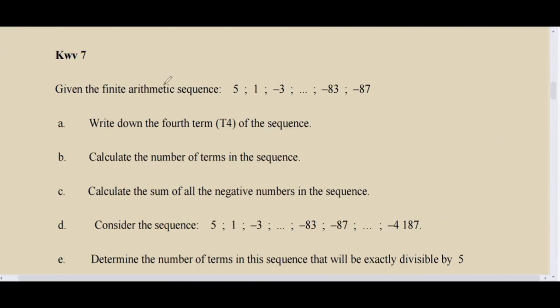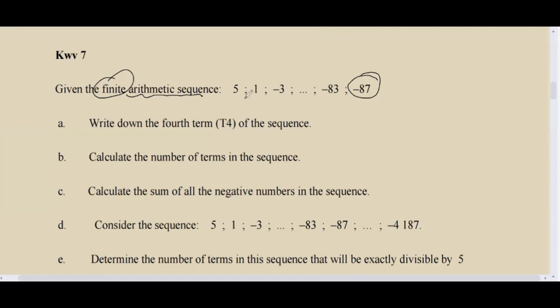Okay, so given the finite arithmetic sequence 5, 1, -3, and then we are given -83, and the last value here is -87, right? So this is an arithmetic sequence. Finite means that it has an end, right? So as we can see here, we are given the last value. So it's not a sequence that just goes without any end, right? So A says write down the fourth term, which is T4 of the sequence.